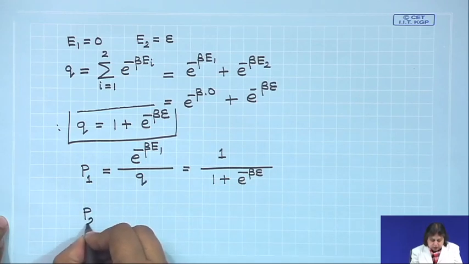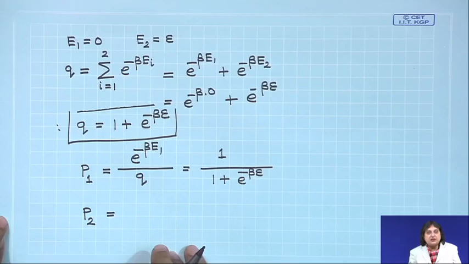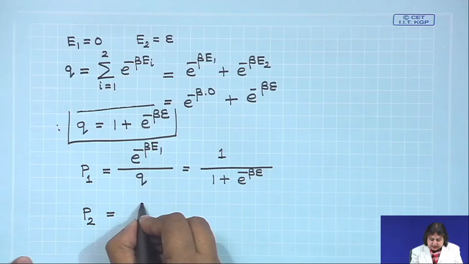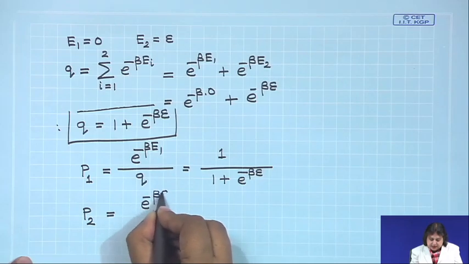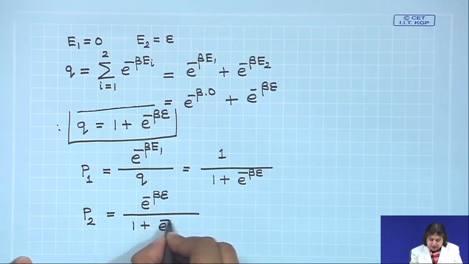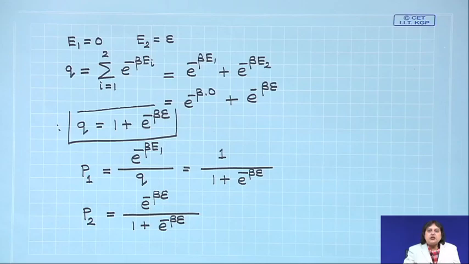Similarly, if I want to know what is the probability of observing the system in this particular microstate, where the system is present in the upper energy state, in that case I would immediately say that the probability is e to the power of minus beta epsilon divided by 1 plus e to the power of minus beta epsilon. Okay. This is a repetition from the last lecture, but I thought I will highlight it once more before we take up other examples.